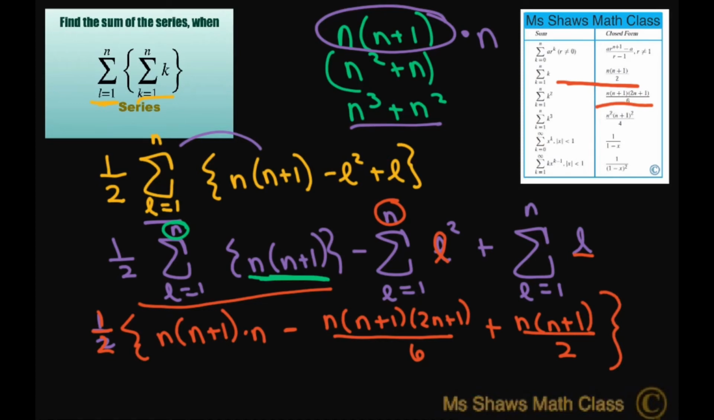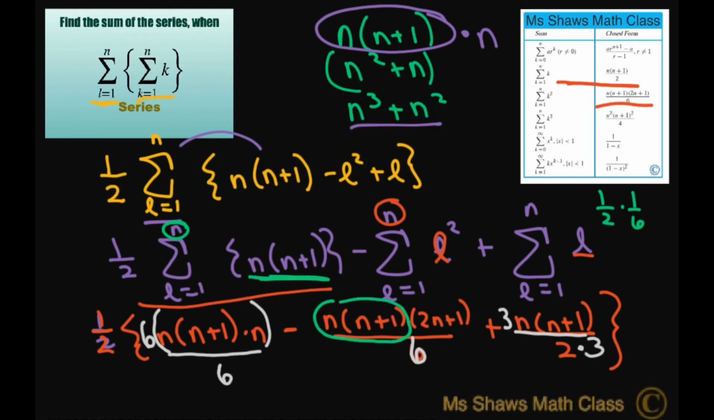The next step, which I'm going to do on the next page, is to get a common denominator for everything. My common denominator is 6. So if I want a 6 here, I have to multiply this whole thing by 6, and if I want a 6 here, I have to multiply this all by 3. So on the next slide, I'm going to pull out the 1/2 times 1/6 and simplify all this. I'm also going to factor out n times n plus 1.